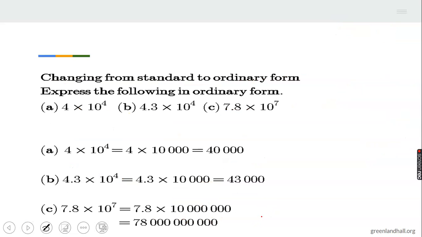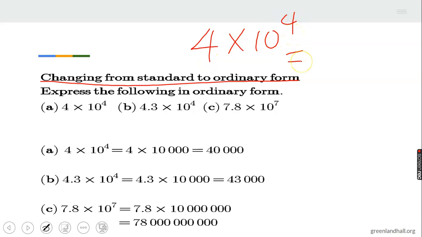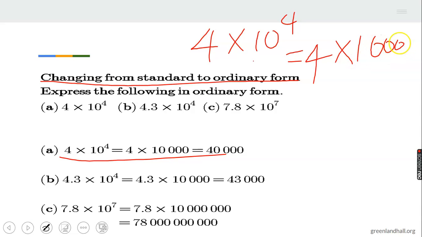Now, we can also change from standard form to ordinary form. Look at the first one. We have 4 times 10 raised to power 4. We can express it in ordinary numbers like what we have here. Now, look at. You put 4, that will be 4 times, how many zeros? 4. 1, 2, 3, 4. That means we have 4 times 10,000, which is 40,000. The same thing applies here. How many zeros do we have here?